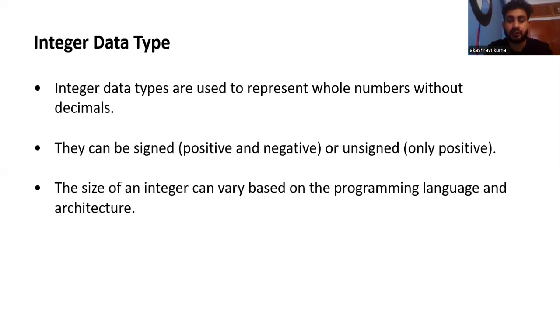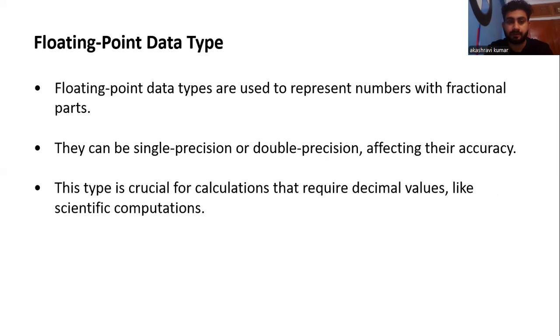Integer data type. Integer data types are used to represent whole numbers without decimals. They can be signed, positive and negative, or unsigned, only positive. The size of an integer can vary based on the programming language and architecture.